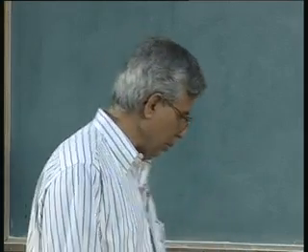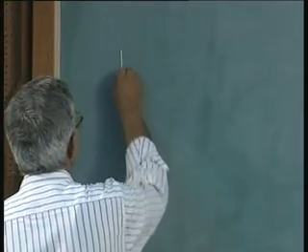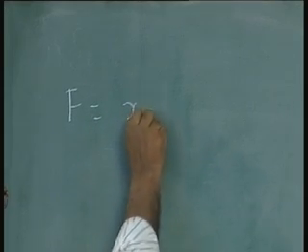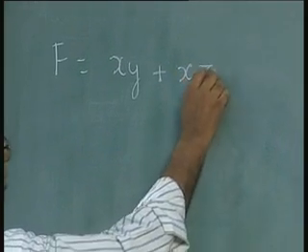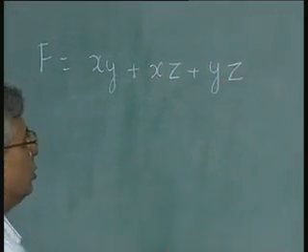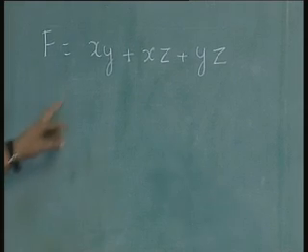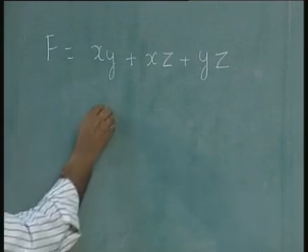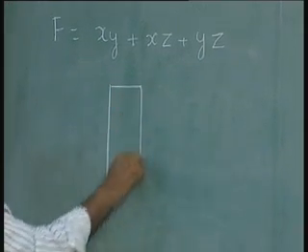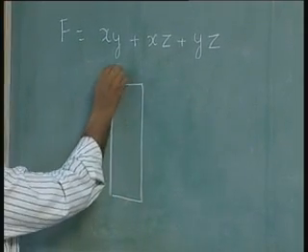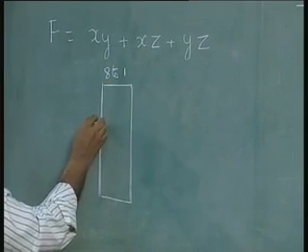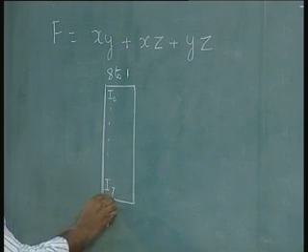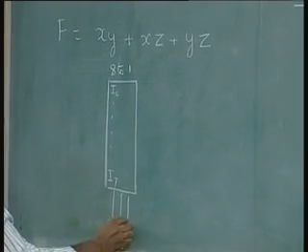So, let us take an example of a function f which is xy plus xz plus yz. This is a function I want to implement. How many variables are there in this? 3 variables x, y and z. So, normally I would say I will use an 8 to 1 mux with I0 to I7, inputs x, y and z, output f.